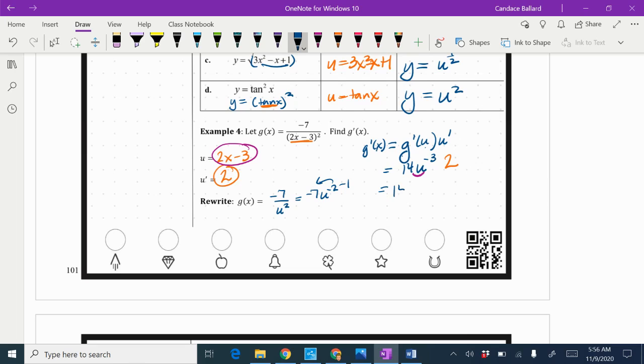So I've got 14 times, and then I've got this 2 hanging out at the back, and then I'm going to replace the u, which was 2x minus 3. Oh, sorry, I missed my -3 power. I'm going to clean that up, because likely this would be a multiple choice problem. So 14 times 2 would be 28. And then this exponent would bring that whole term back downstairs. So it'd be (2x minus 3) cubed.